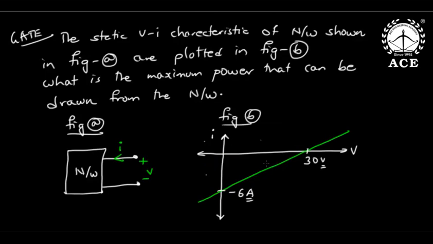Now, when there is an active element inside, we know Thevenin's theorem can convert any linear active bilateral network into a voltage source in series with a resistance. I will reduce the box inside into its Thevenin equivalent. I need this VTH and also RTH.